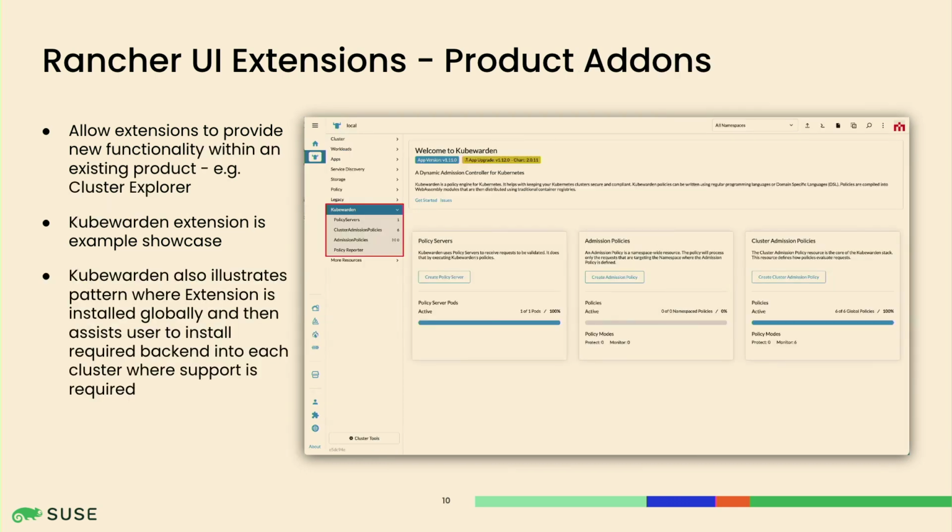You can go a level below, within the cluster explorer space. If I'm looking at a particular cluster, this is a great example with Kubewarden. I can add stuff to the side menu, and then I can start to put my views in for Kubewarden.